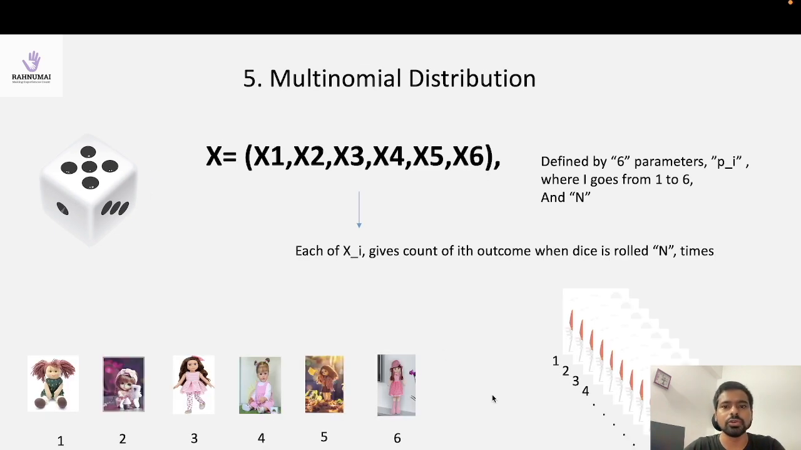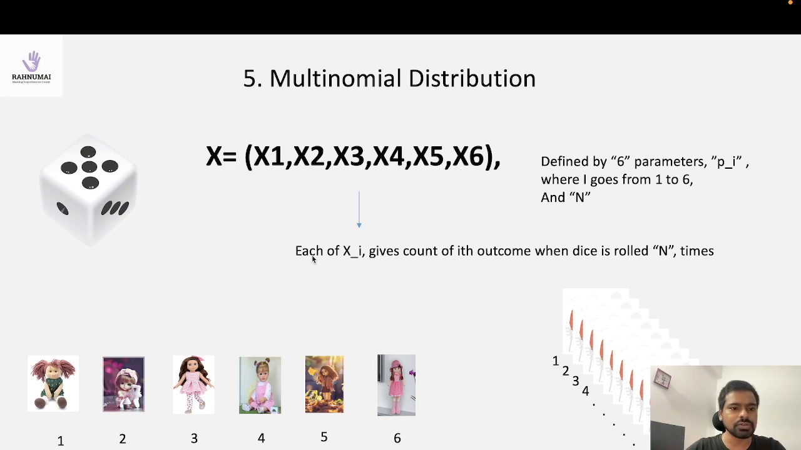Multinomial distribution. Here you need to focus a little more than the categorical distribution, because it is one of the most complicated distributions to understand. So let's go slowly. What is it? Imagine there is a dice. The dice has six outcomes, 1 2 3 4 5 and 6. Now suppose with each of the outcomes I associate a variable. For example, x1 denotes the outcome 1, x2 for 2, x3 for 3, x4 for 4 and so on.